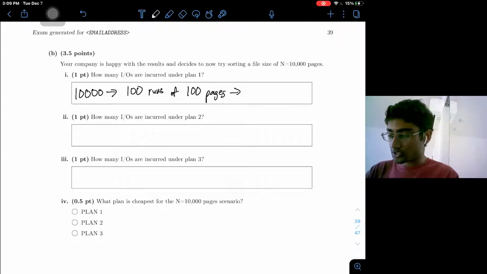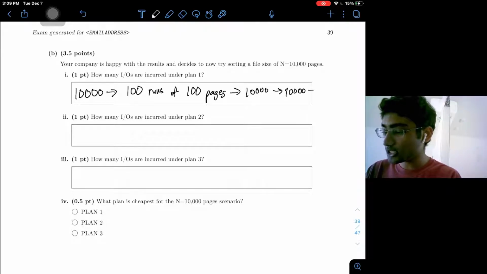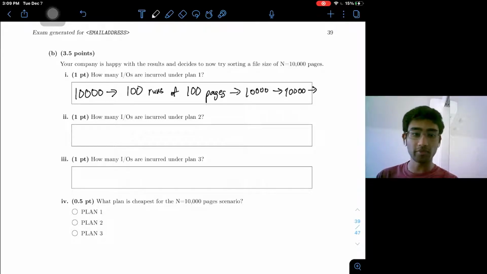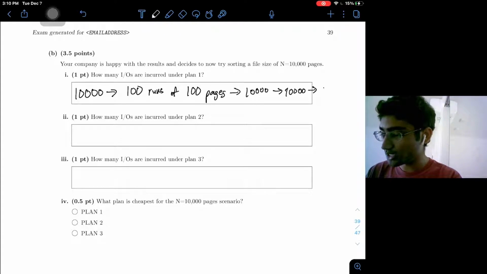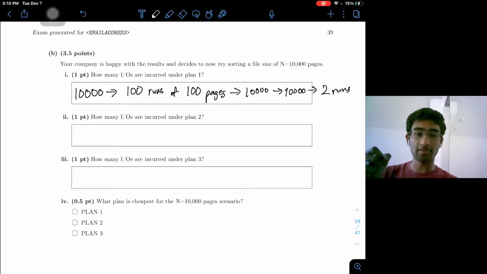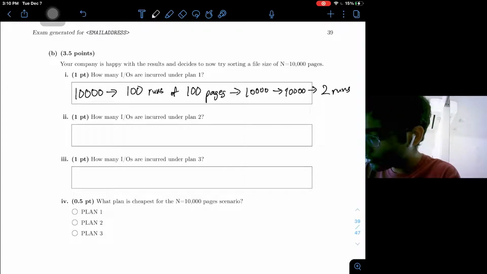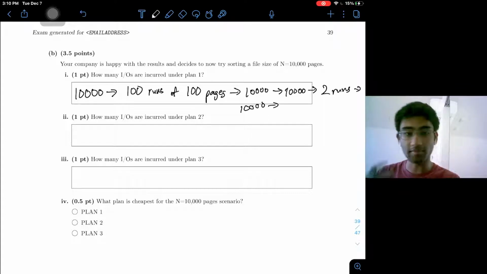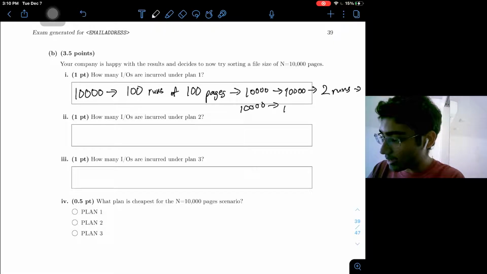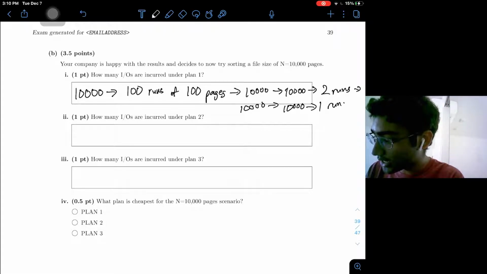So first we write those runs back to disk, and then we read them back in. And so right here we have 100 runs, but we can only merge 99 of them at a time. So we end up with 2 runs here because we merge 99 of them together and then we have 1 run left over. So we have 2 runs. We write that back to disk. Keep saying memory, I mean disk. We write that back to disk. We read that back in. We merge the 2 runs, so now we only have 1 run, and then we write that back to disk.